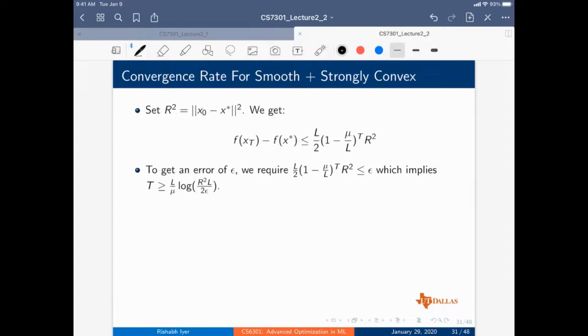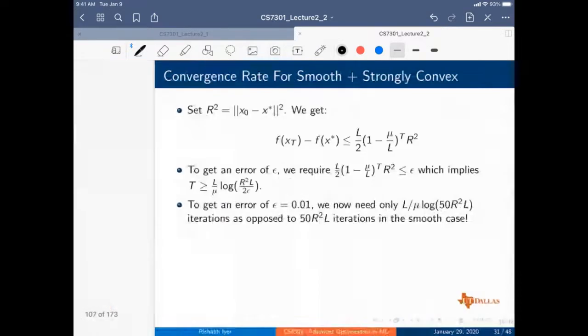So now to get an error of epsilon, we require L over 2 multiplied by this quantity to be greater than or equal to epsilon. So this implies that t is greater than or equal to L over mu log of this quantity, R square L over 2 epsilon. So this convergence is log 1 over epsilon convergence, and actually this is called linear convergence. We'll see exactly why it is called linear convergence.